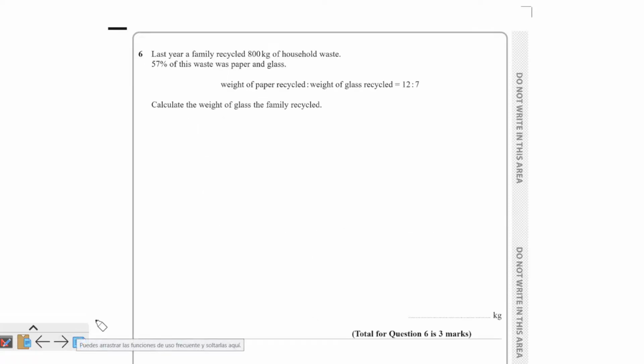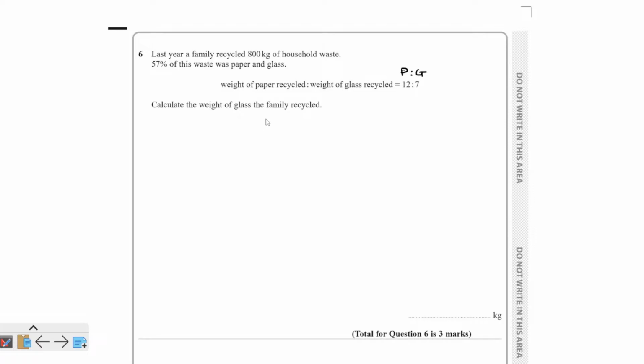Okay, question 6. So last year a family recycled 800 kilograms of household waste. 57% of this waste was paper and glass. And then they've said the weight of the paper recycled to the weight of the glass recycled is 12 to 7. So I'm going to put P for paper and then G for glass, just so I can reference it more easily. Calculate the weight of the glass.